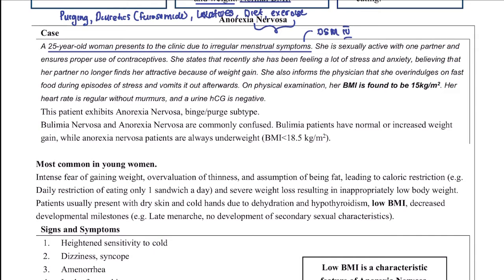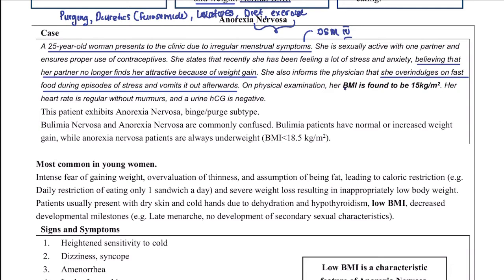She's sexually active with one partner and uses contraceptives. She states that she has recently been feeling a lot of stress and anxiety, believing that her partner no longer finds her attractive because of weight gain. She also informs the physician that she overindulges on fast food during episodes of stress and vomits it out afterwards. This seems to be sort of a binging behavior. Could it be bulimia nervosa?